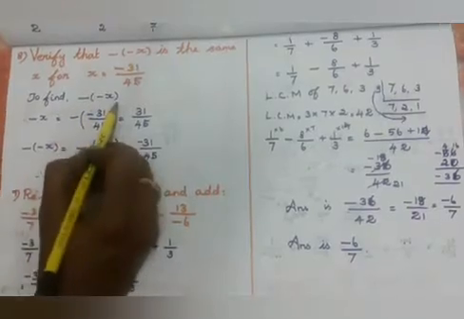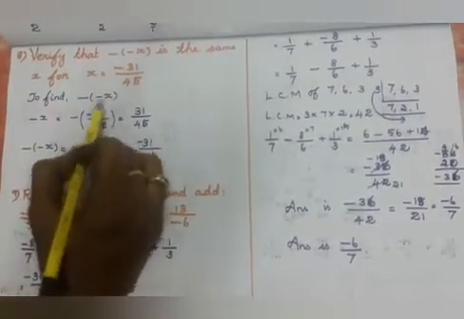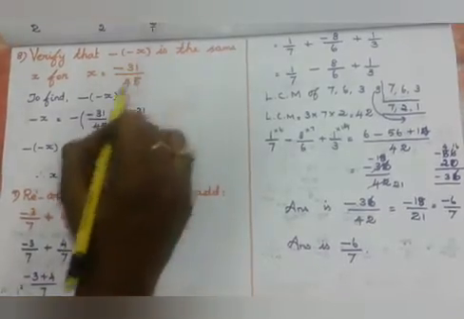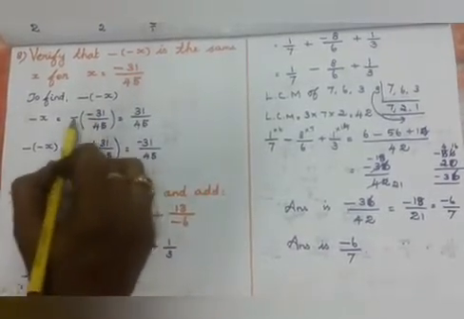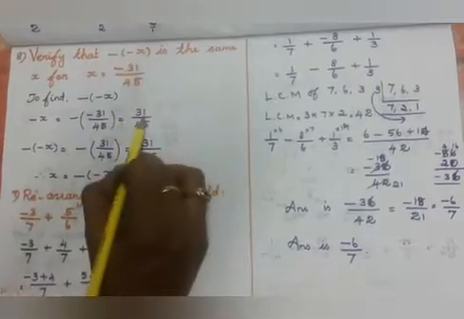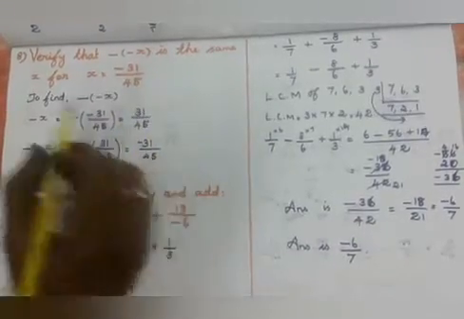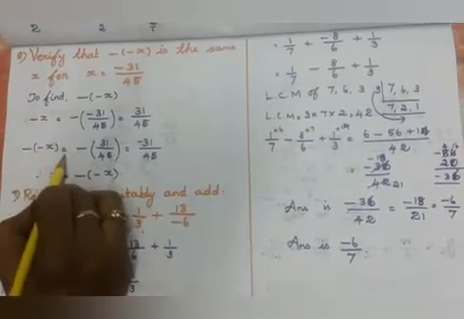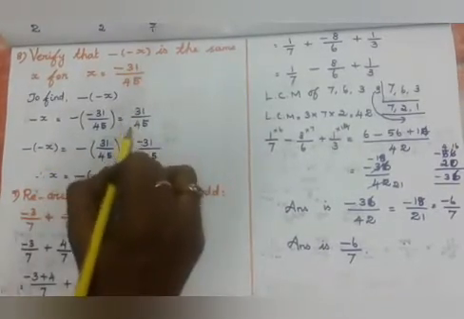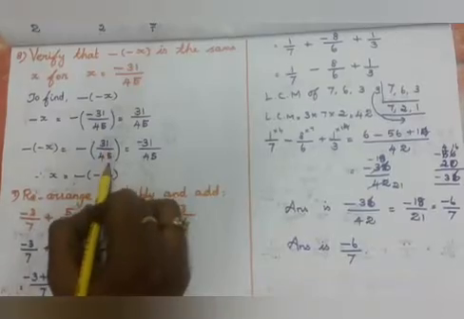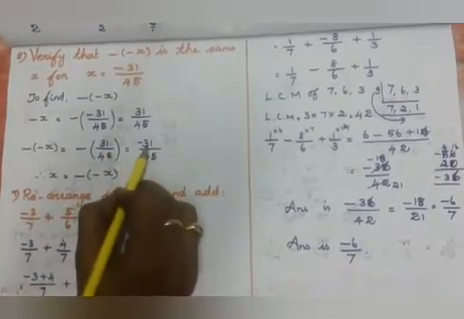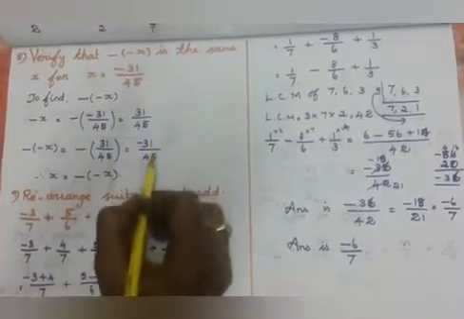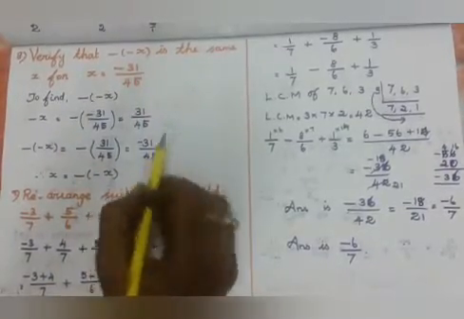So minus of minus x means first we do the bracket value. So we find minus x. The minus x value is minus 31 by 45. So minus into minus, plus 31 by 45 we got. Now we find minus of minus x. So minus of minus x is equal to minus x value, which we already got as 31 by 45, that is equal to minus 31 by 45. Is this the same or not? x is equal to minus of minus x.